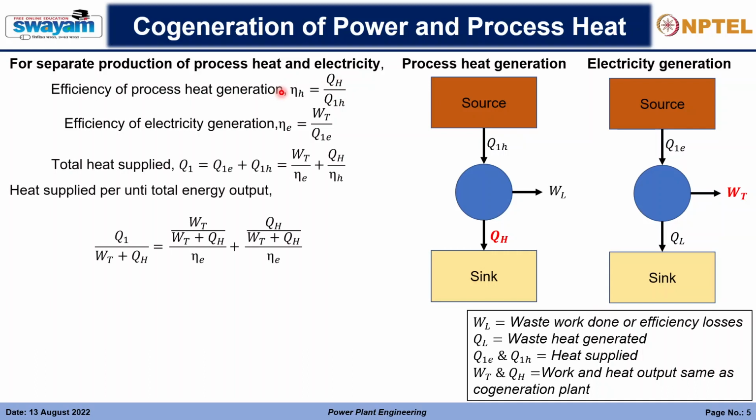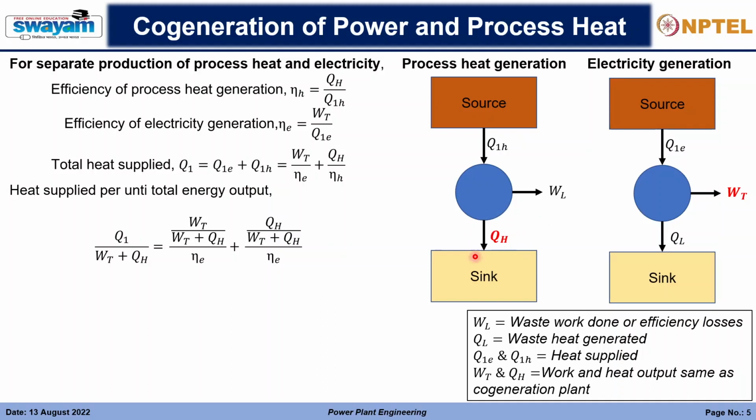Now we will all agree that the total heat supplied in both cases will be Q1E plus Q1H. By doing some manipulation, we can write this as WT by eta E plus QH by eta H. That will be the total heat supplied. So the heat supplied per unit total energy output, sorry, so unit total energy output. So what is the total energy we are getting?